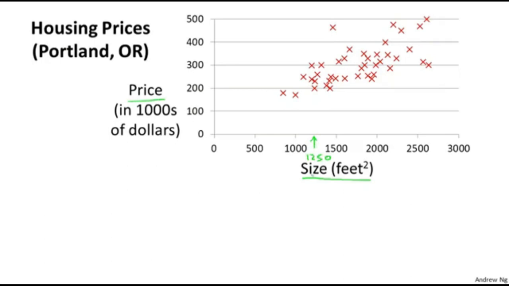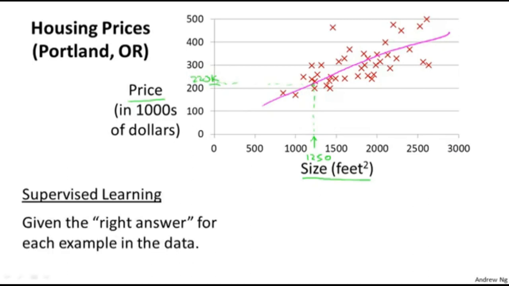Well, one thing you could do is fit a model, maybe fit a straight line to this data. That might look something like that. And based on that, maybe you could tell your friend that they can maybe sell the house for around $220,000. So this is an example of a supervised learning algorithm, and it's supervised learning because we're given the "right answer" for each of our examples. Namely, we're told what the actual price was that each of the houses in our data set was sold for.